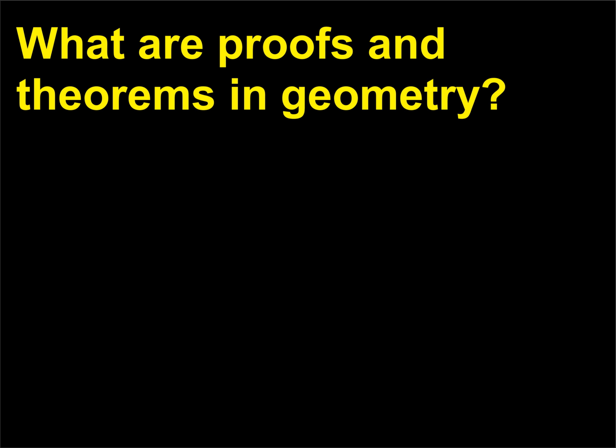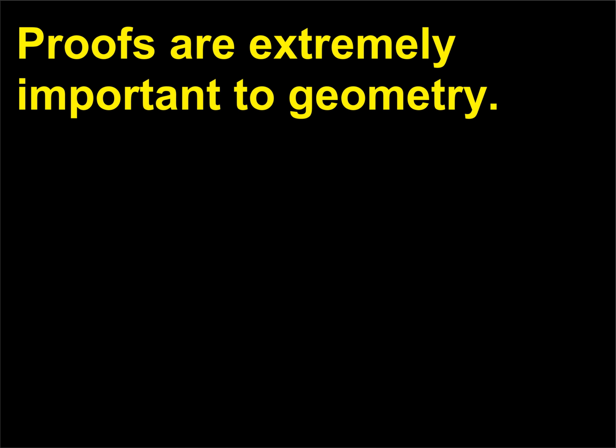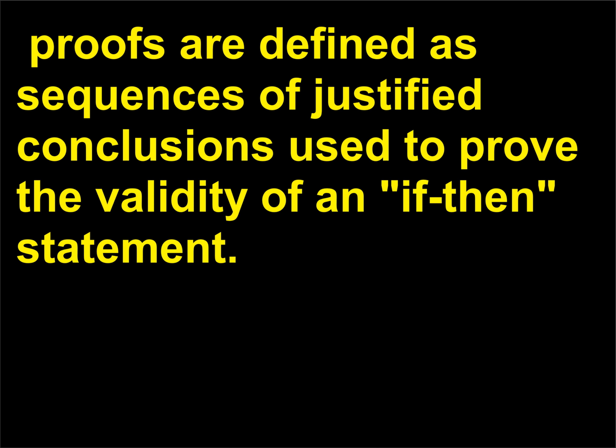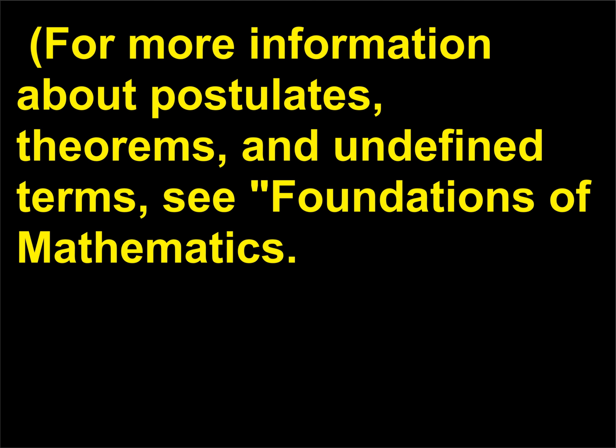What are proofs and theorems in geometry? Proofs are extremely important to geometry. Similar to other divisions of mathematics, proofs are defined as sequences of justified conclusions used to prove the validity of an if-then statement. For more information about postulates, theorems, and undefined terms, see Foundations of Mathematics.